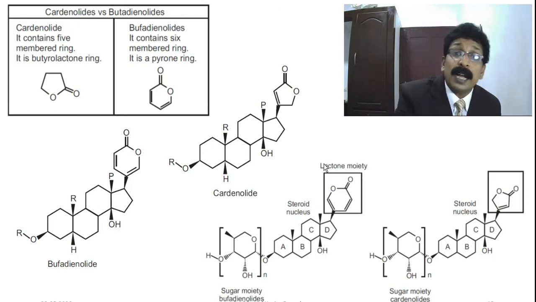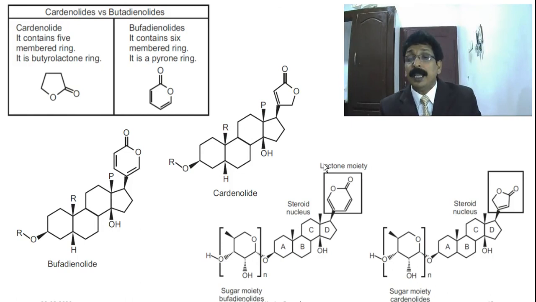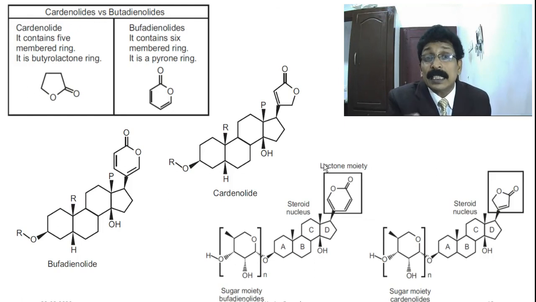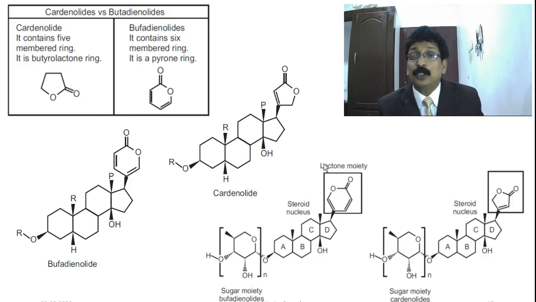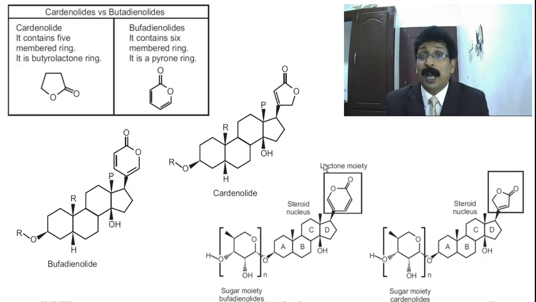Sugar moiety will be attached with the OH group which is present in the third carbon atom of the A ring, the A, B, C, D structure. We have seen the steroidal structure of cholesterol. In that A ring, the OH, that O will be attached with the sugar moiety and it will give a cardiac glycoside. When it is having a six-membered ring structure, then it is called bufadienolide. When it is having a five-membered ring structure, then it is called cardenolide of the cardiac glycosides.